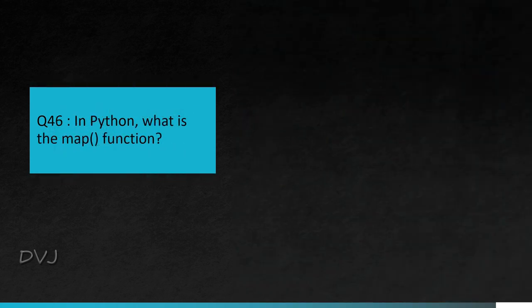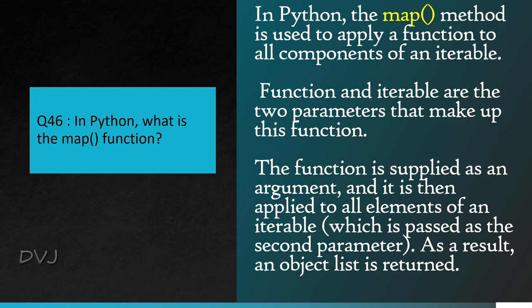Question number 46. In Python, what is the map function? The map method is used to apply a function to all components of an iterable. Function and iterable are the two parameters that make up this function. The function is supplied as an argument, and it is then applied to all elements of an iterable, which is passed as the second parameter. As a result, a map object is returned.